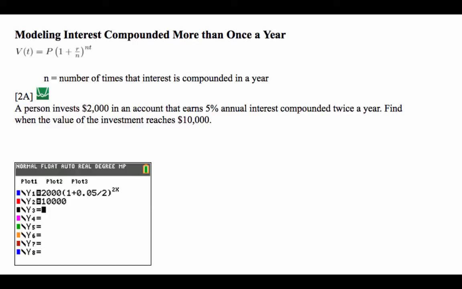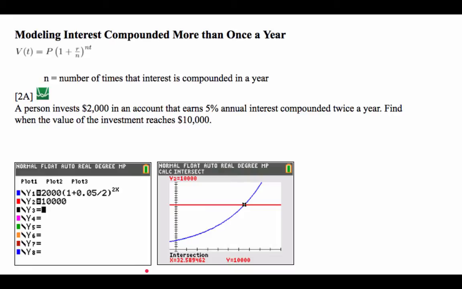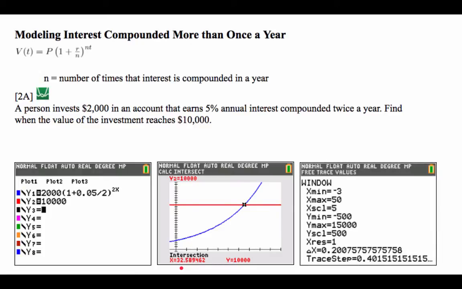Okay, so when you plug it into the calculator, this is what it should look like. I didn't bother dividing out 0.05 by 2. I just left it as it is, just like the equation. And 2 is in the exponent, and x represents the time. And you trace it and calculate the intersection, and I end up with, I believe, 32.59, right? I use the same exact window so I could compare them. And it turns out to be 32.58 years by compounding twice a year.